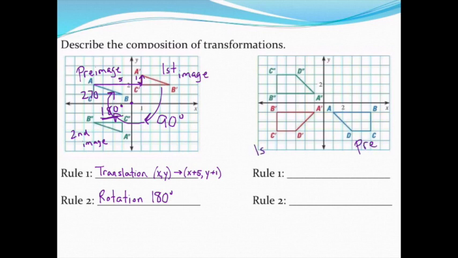Hopefully the first thing you did was start out as I did. Label the pre-image, the first image, and the second image by looking at the primes.